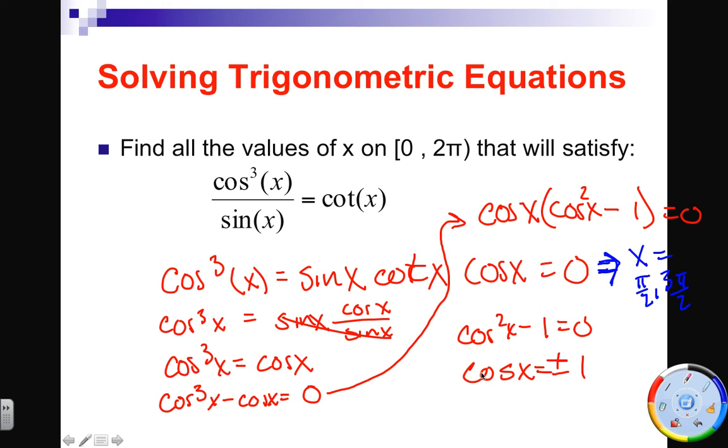And then I also want to know, where is cosine positive or negative 1? Well, this implies that x is equal to, well, I know cosine is 1 at 0 and negative 1 at pi. And I know it's back at 1 at 2 pi, but I'm not going to include 2 pi in my answer because it's not part of the question.